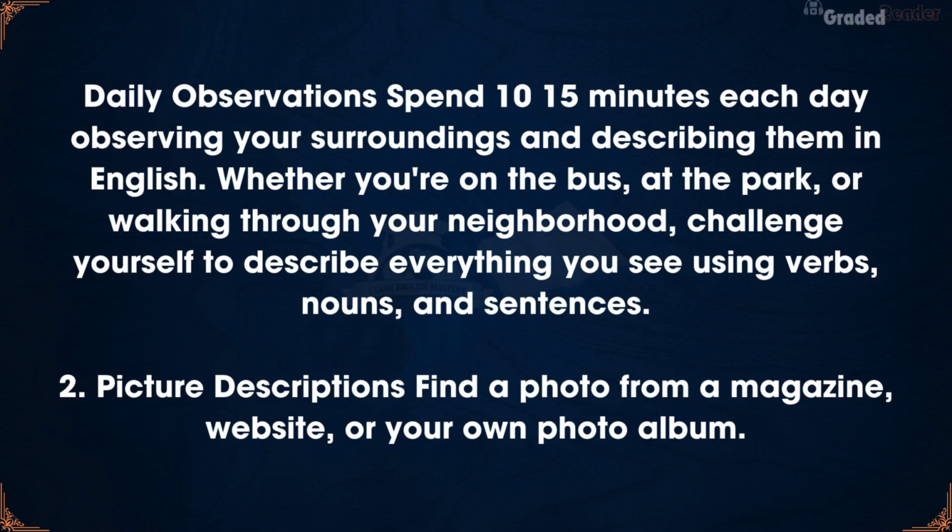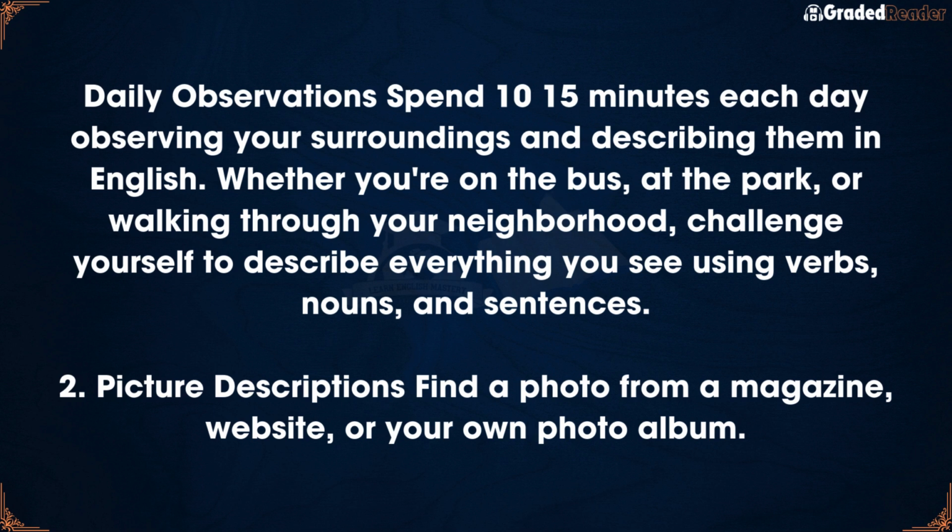1. Daily observations. Spend 10 to 15 minutes each day observing your surroundings and describing them in English. Whether you're on the bus, at the park, or walking through your neighborhood, challenge yourself to describe everything you see using verbs, nouns, and sentences.